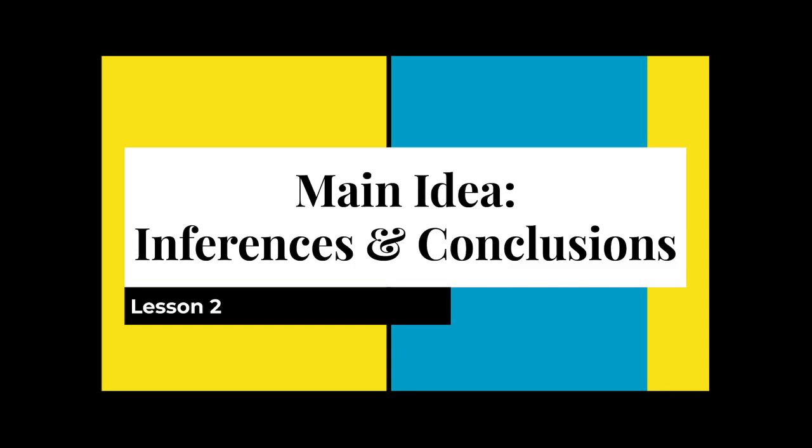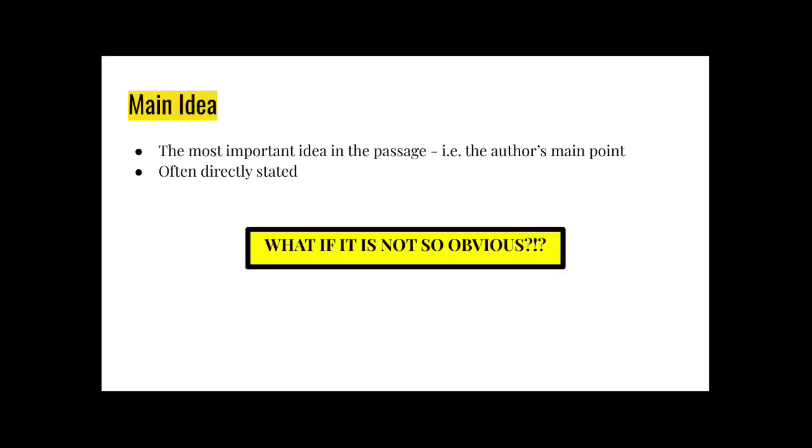In this lesson, we are going to examine the next component of interpreting information when we read by understanding how to use details in a passage to make inferences and draw conclusions about the text. As you recall, the main idea is the key point that the author is attempting to get across. It's the most important idea in the passage. Oftentimes, this point will be directly stated, typically in the last sentence or two of the introductory paragraph.